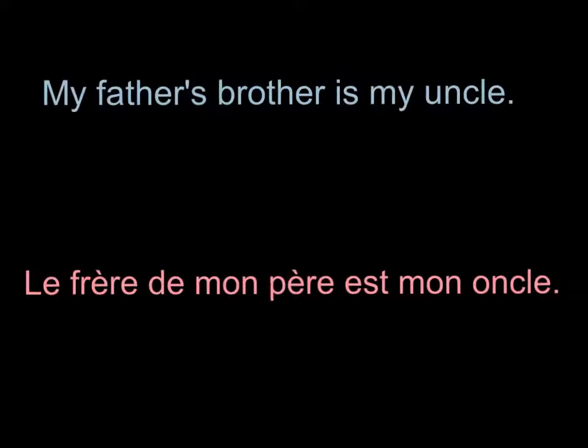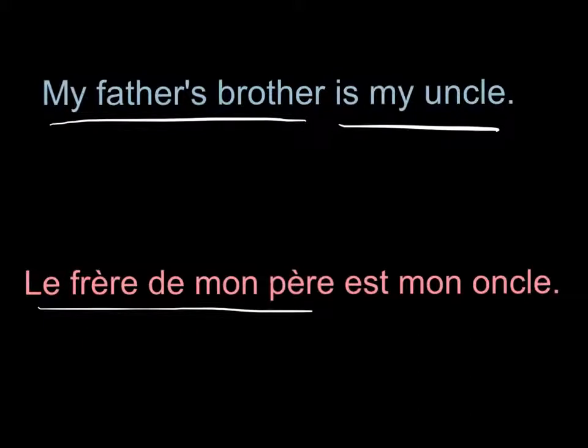So here's another example of a possession with de. Okay? So in English, we have my father's brother is my uncle. All right? In the French, my father's brother becomes the brother of my father. Means the same thing, different order of words. Le frère de mon père. Okay? The brother of my father. Et mon oncle. Le frère de mon père est mon oncle.